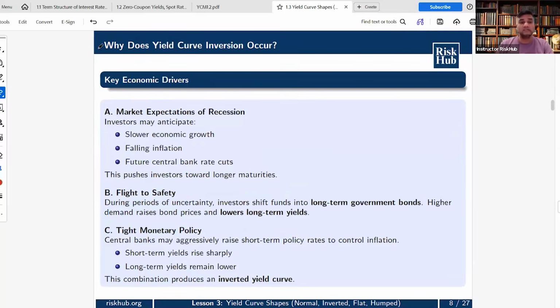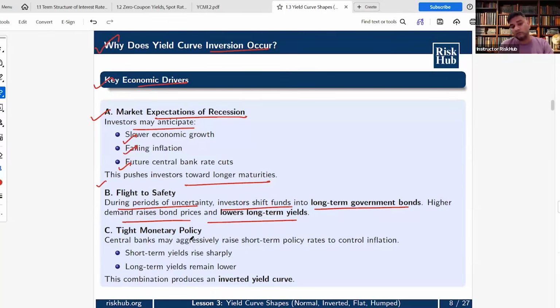Then we go into why yield curve inversion occurs, the key economic drivers. First, the market expectation of recession: investors may anticipate slower economic growth, falling inflation, and future central bank cuts, which pushes investors towards longer maturities. Second, flight to safety: during periods of uncertainty, investors shift funds into long-term government bonds; high demand raises bond prices and lowers long-term yields. Third, tighter monetary policy: the central bank may aggressively raise short-term policy rates to control inflation. Short-term yields rise sharply while long-term yields remain lower. This combination forces an inverted yield curve.